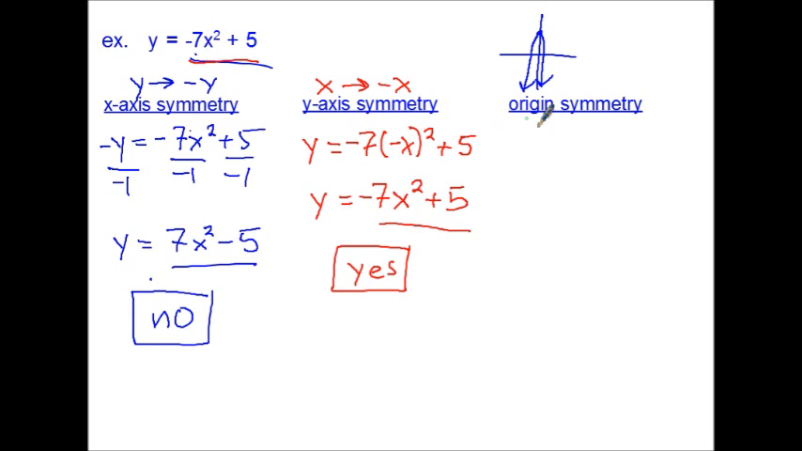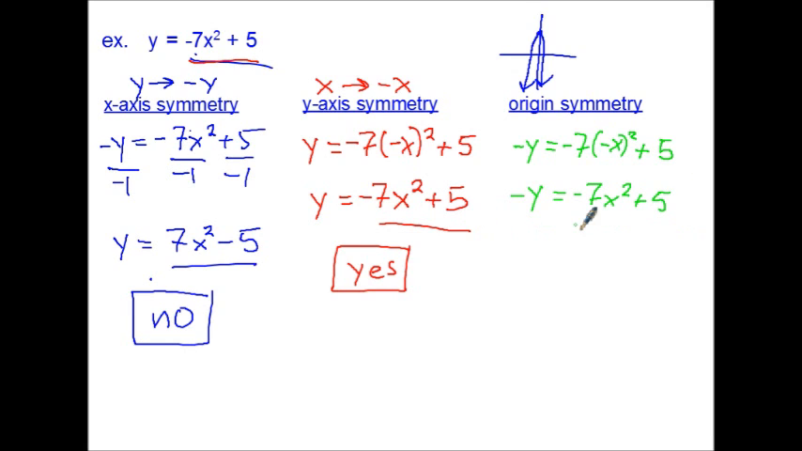Okay, I'm going to replace both. So I'm going to replace the y with a negative y, and I'll replace the x with a negative x. And again, the plus 5 is just along for the ride, at least right now it is. And so first thing, before I try to get rid of this negative sign, I do want to work out the right side. So negative y equals negative 7x squared plus 5, and that should look familiar because we just did it 3 seconds ago over here.